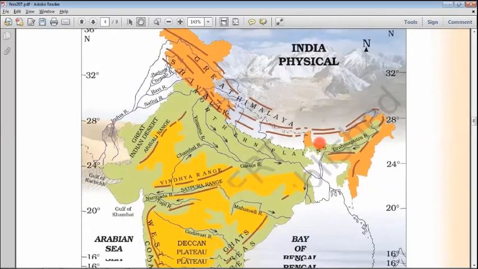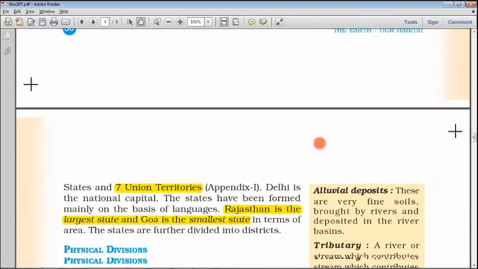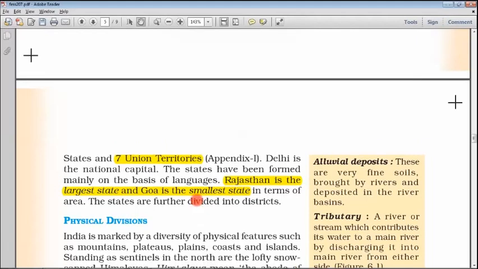So this is the physical map. We will look at it again. We have to go to the political map actually. So we have got 7 union territories. Delhi is the national capital. And states are formed based on the language. Rajasthan is the largest state and Goa is the smallest state, in terms of area. And the states are further divided into districts. Let's look at the political map of India to know these divisions.